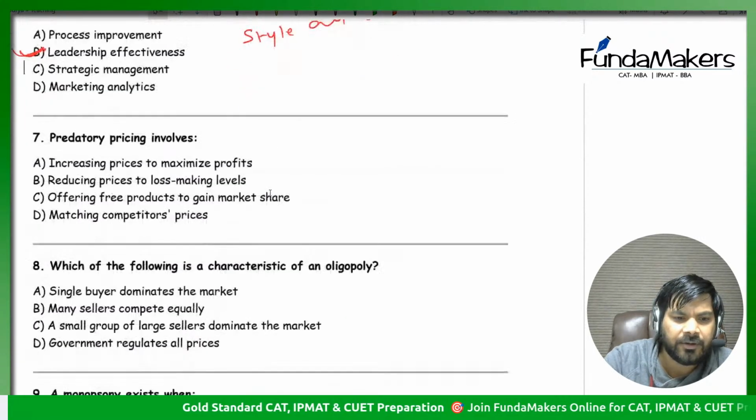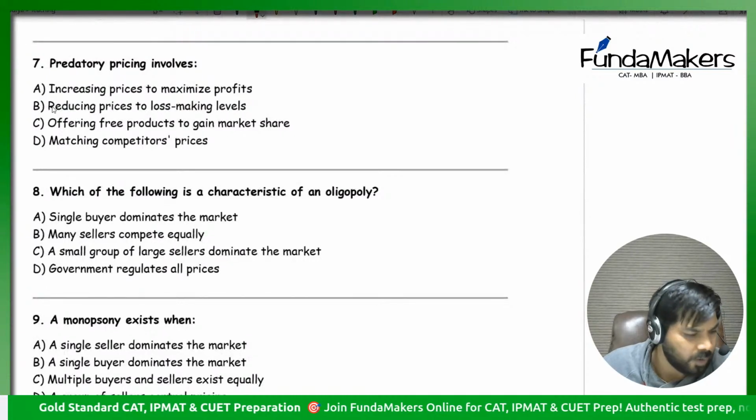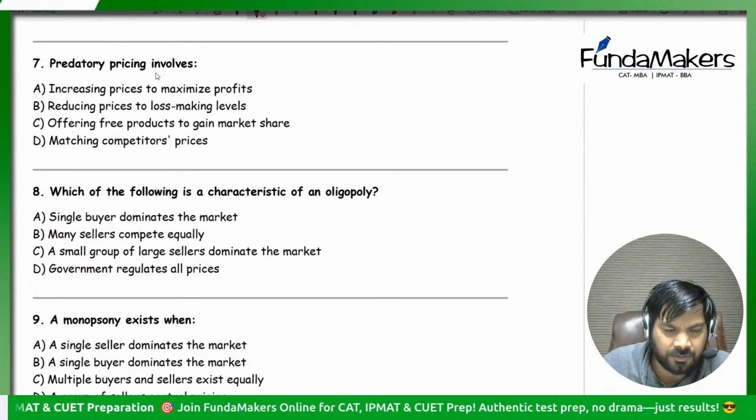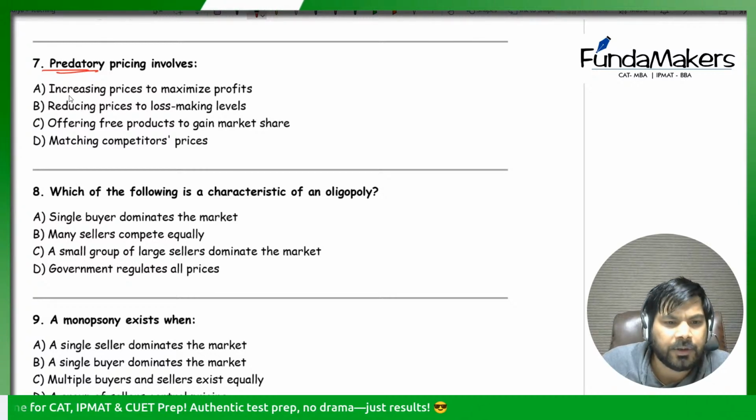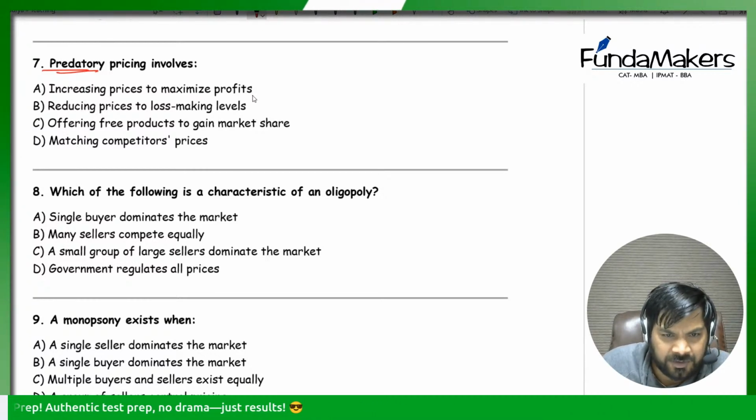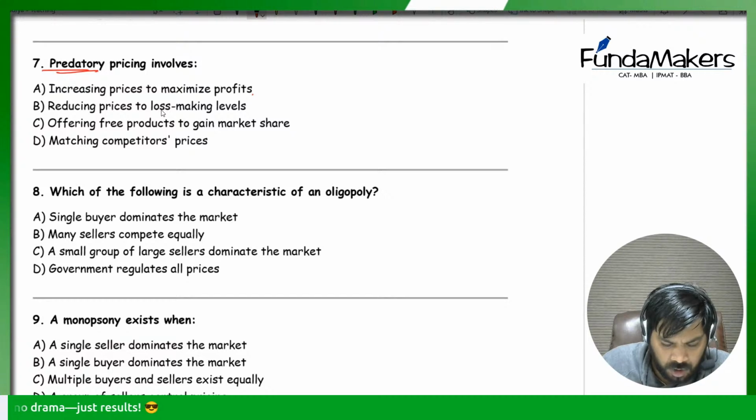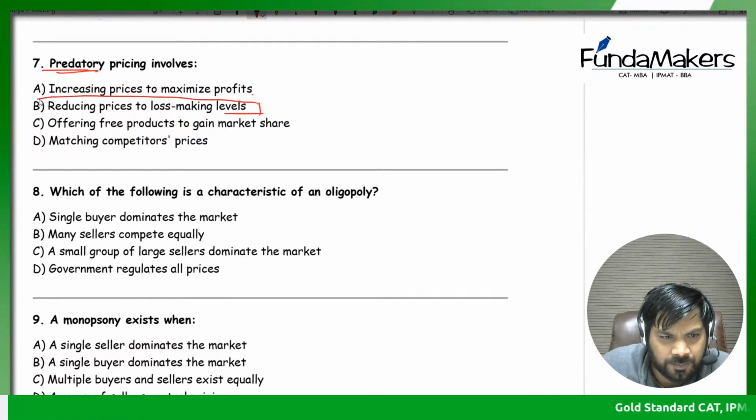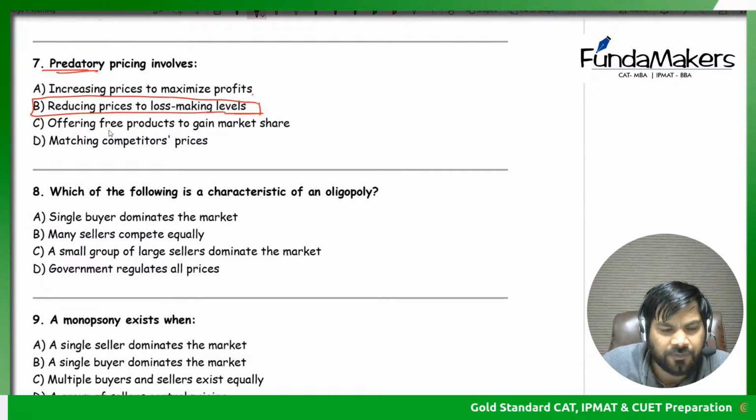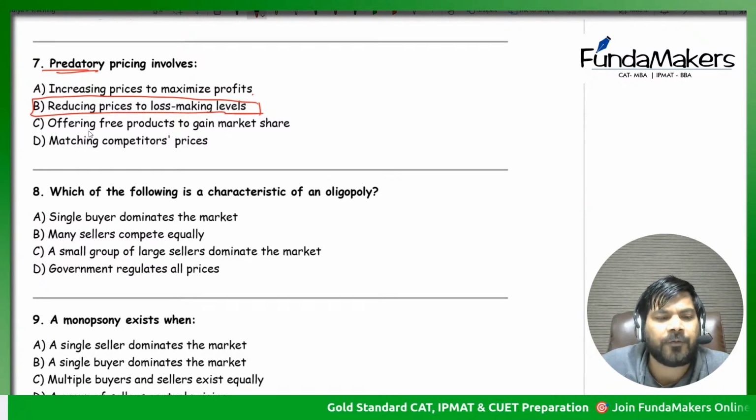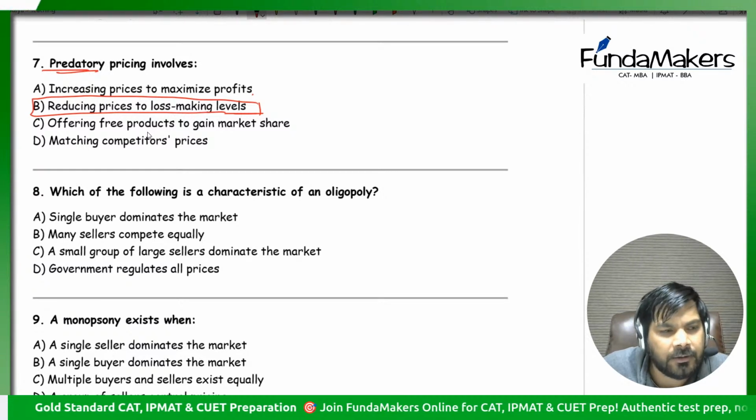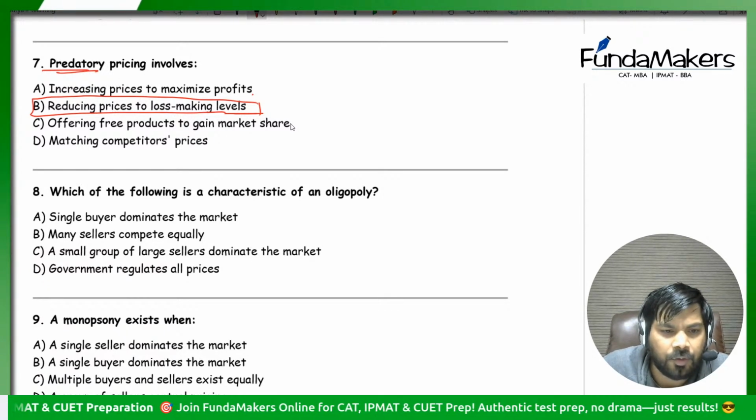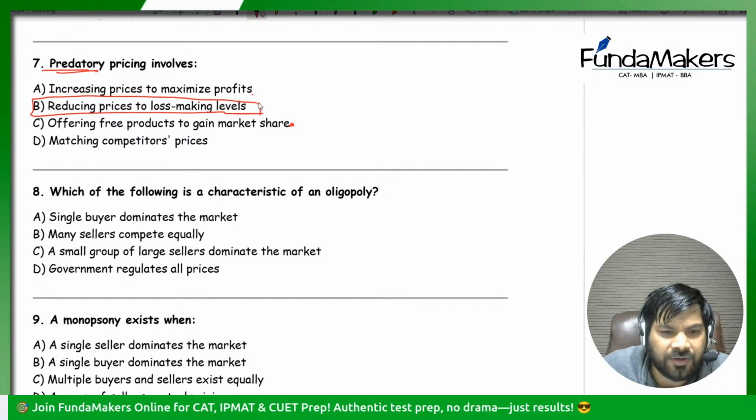Next question. Predatory pricing involves what? Predatory pricing, ladies and gentlemen, means predatory, you understand, right? Eating away everyone in the market. So, increasing prices to maximize profits, reducing prices to loss making levels. Could be, because this is how you will eat away the other products in the market. Offering free products to gain market share. If you offer free products, you will make no revenue. If you make no revenue, possibly you are going in a bad direction. So this is not as good an option as this one.